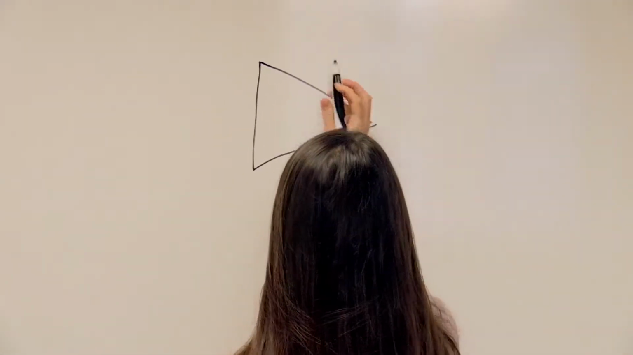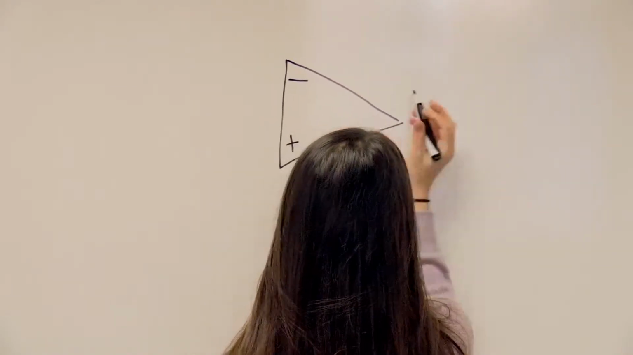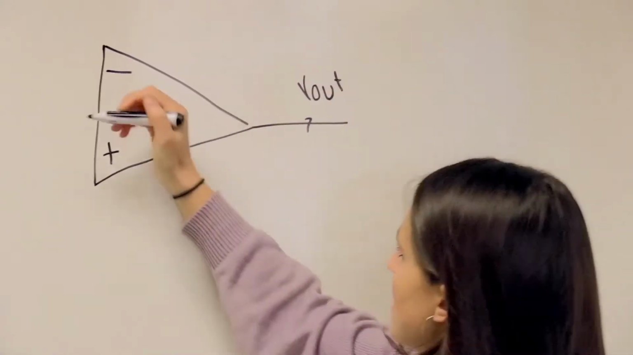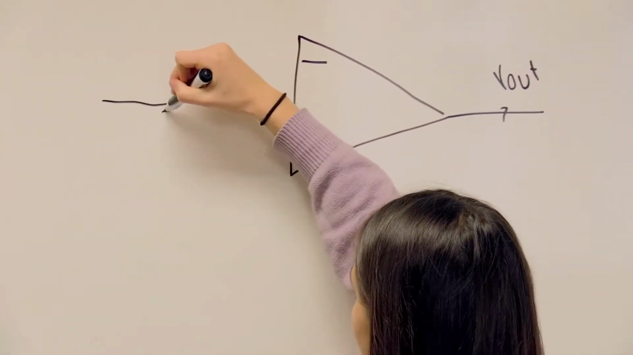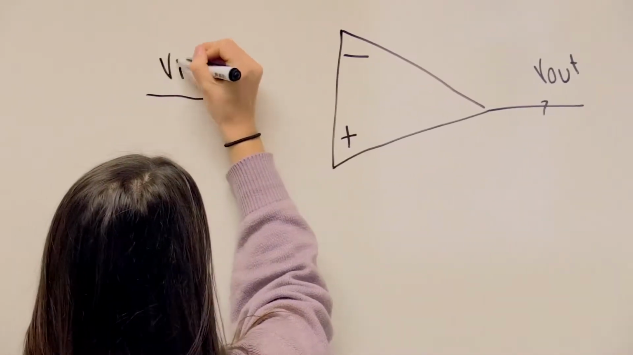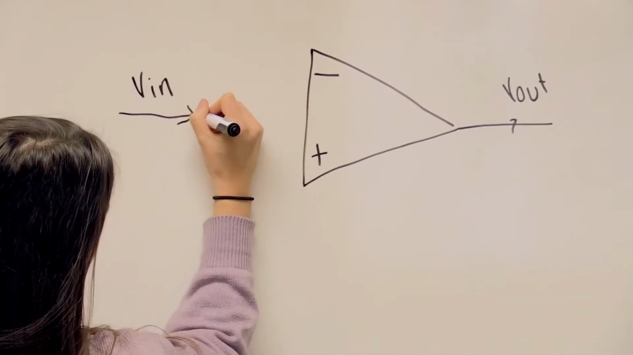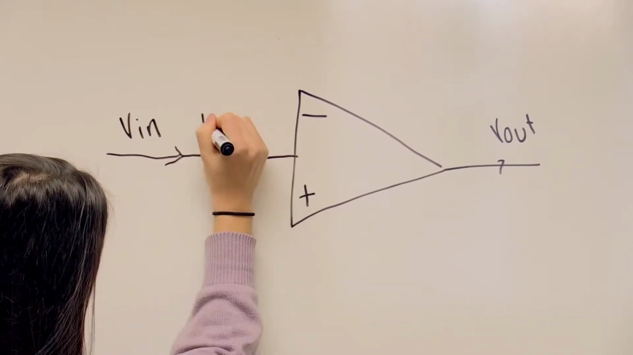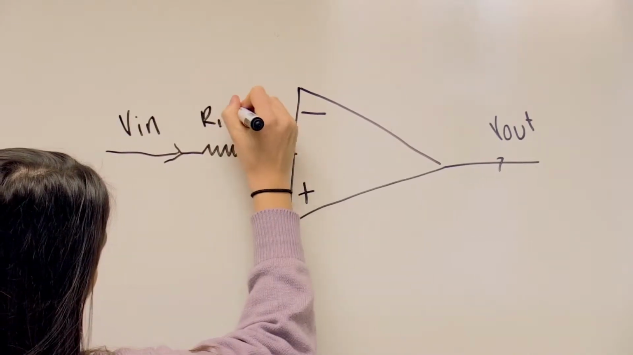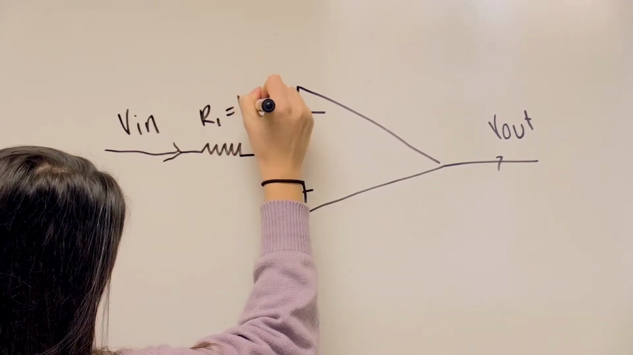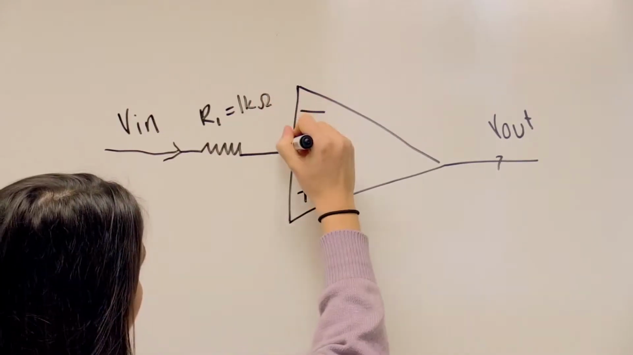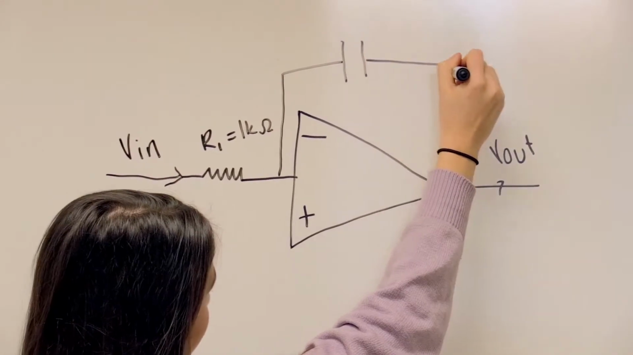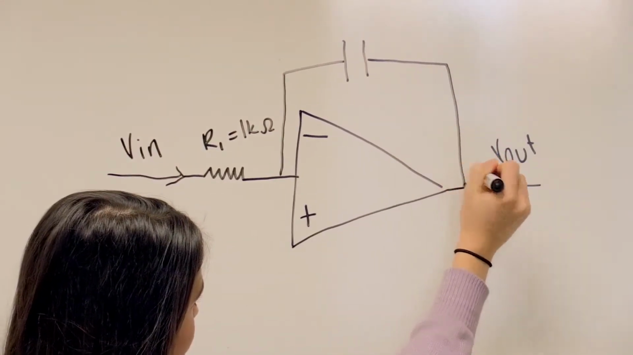This is an op amp. And there is a V out here. And a V in here. And as V in comes in here, there is a resistor, R1. And for argument's sake, we'll give this a value of 1 kilo ohm. Then there's a wire up here, goes to a capacitor, and comes down here like this.